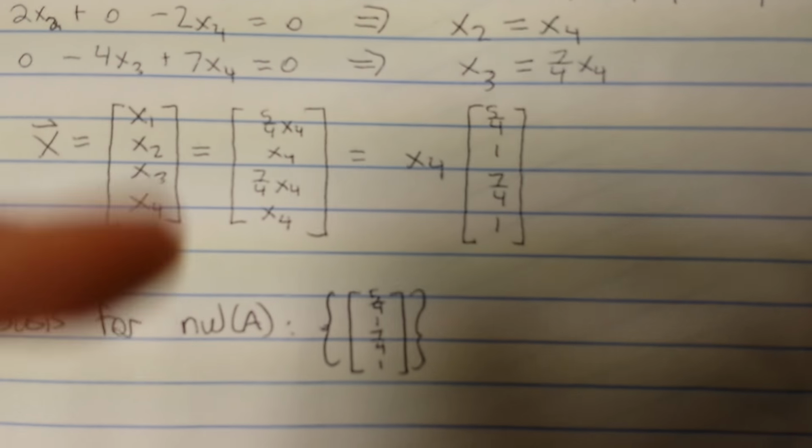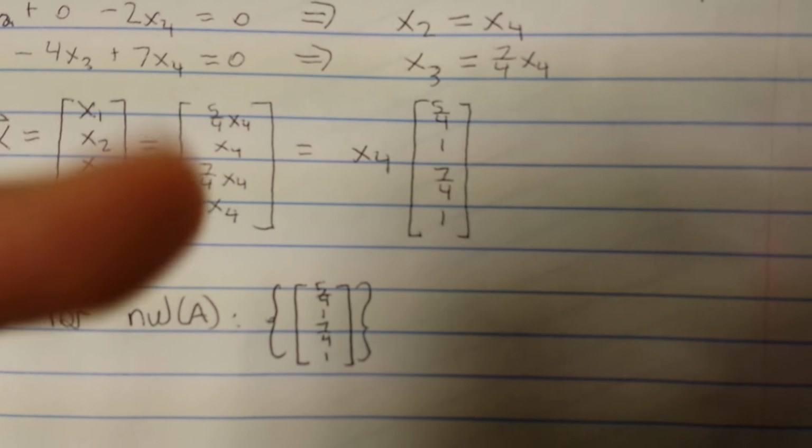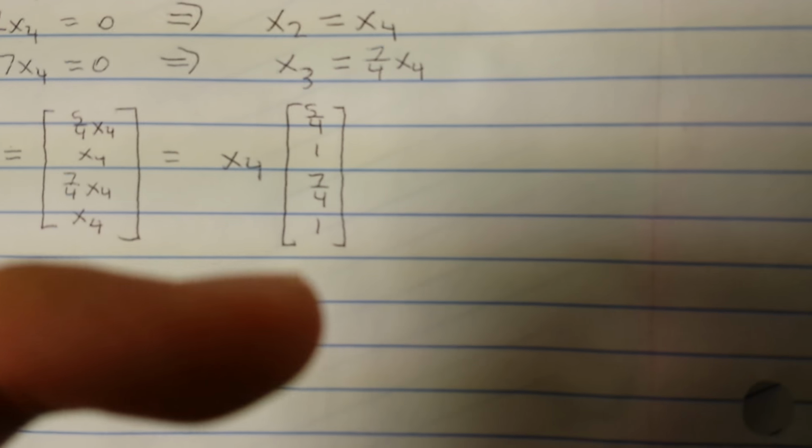Now that I did that, we see that x1 equals 5 over 4 x4, x2 equals x4, and x3 equals 7 over 4 times x4. So now we can rewrite the x vector, with all of its components, as 5 over 4 x4, x4, 7 over 4 x4, x4, and we rewrite that as x4 times the vector 5 over 4, 1, 7 over 4, 1.